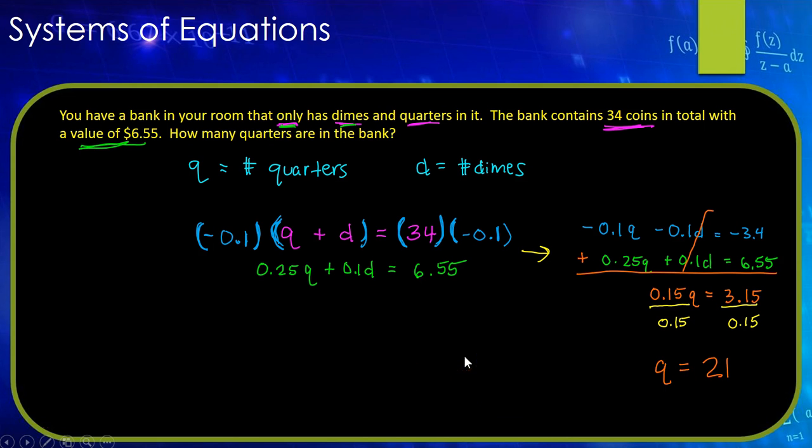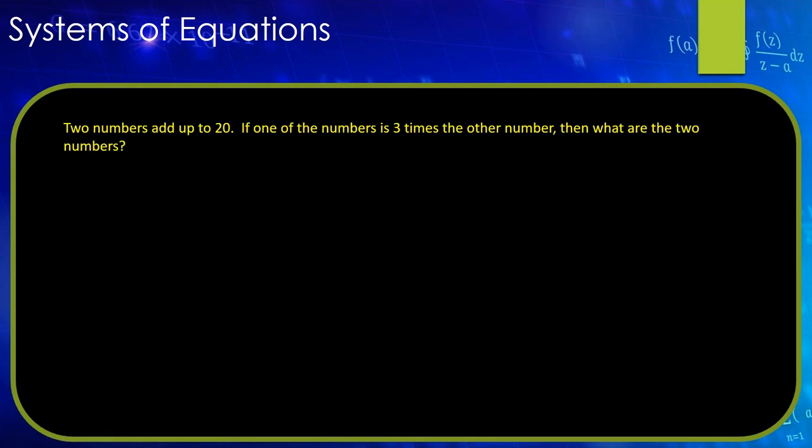You may want to figure out what the dimes are so that you can put those values back in and make sure both of these equations work, by checking on your own. But basically there are 21 quarters in the bank based off of this information, and that's your answer. Try one last word problem for the end of this practice, so here it goes.